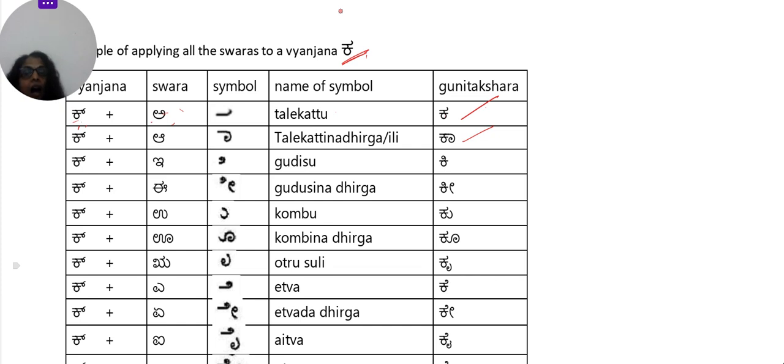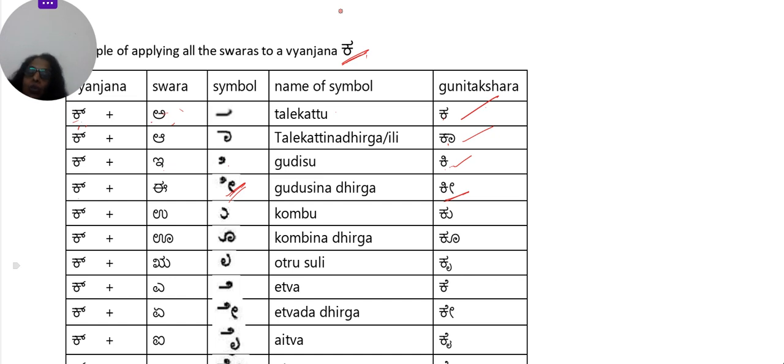Then this is E. This is a symbol of E. So when you apply the symbol E, it is K plus E, so it becomes Ki. And this is the symbol, Gudisina Dirga. So how will you pronounce it here? You will pronounce it as Ki. Okay, so it will be like Ka, Ka, Ki, Ki.